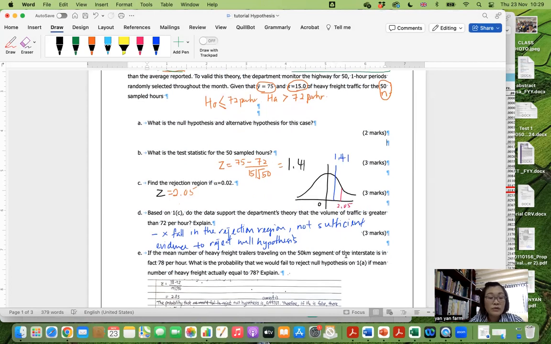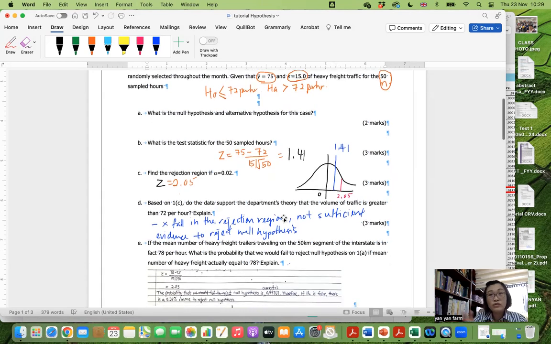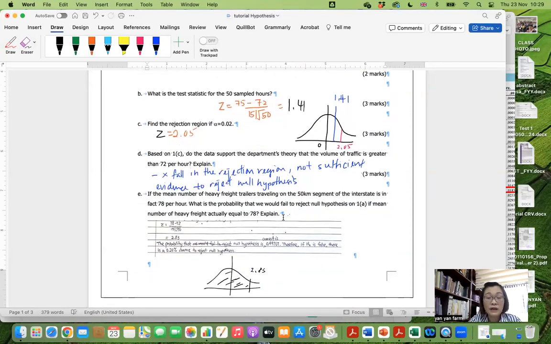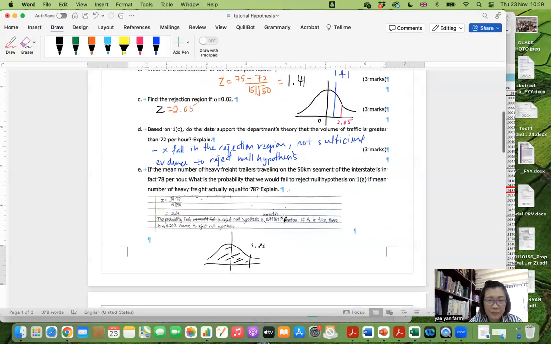Based on 1C, do the data support the theory? The test statistic is not in the rejection region. Therefore, we fail to reject the null hypothesis, and we support the alternative hypothesis.